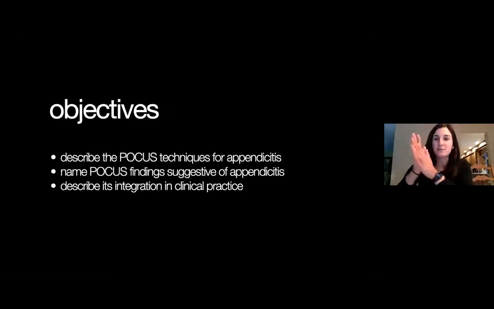In terms of the objective, today I want us to go over the three different techniques of finding the appendix for the diagnosis of appendicitis. Try to name some of the POCUS findings that are suggestive that your patient actually has an appendicitis. And also try to describe how you integrate that in your practice. Because honestly, I don't do POCUS for all my patients with suspicion of appendicitis. I think it's a bit counterproductive. So when do you get your probe to try to diagnose it?